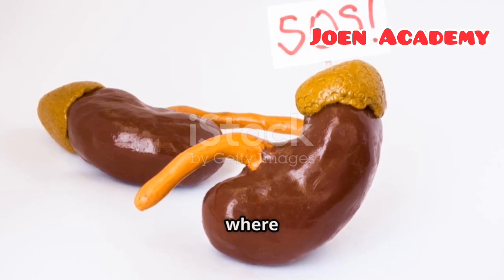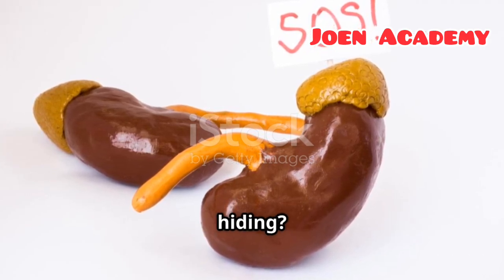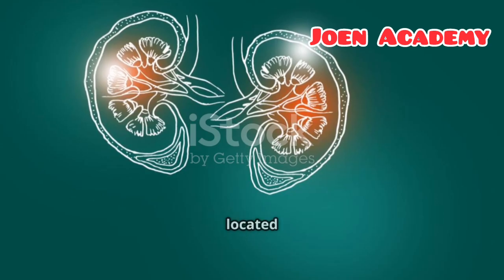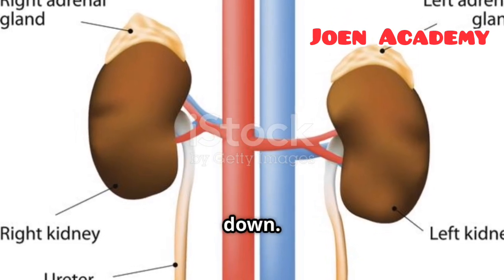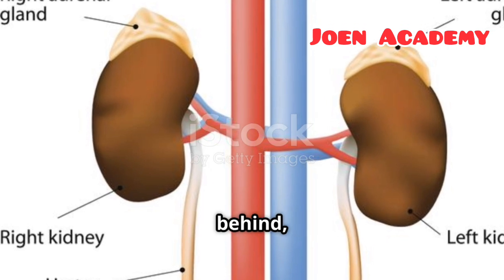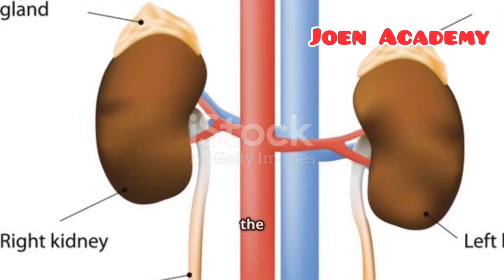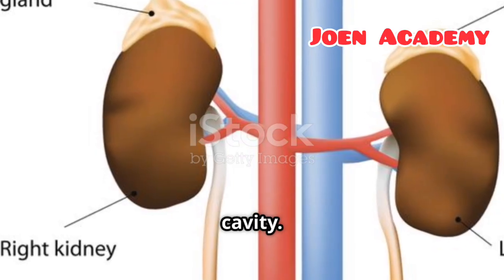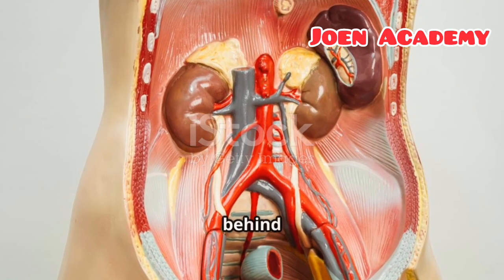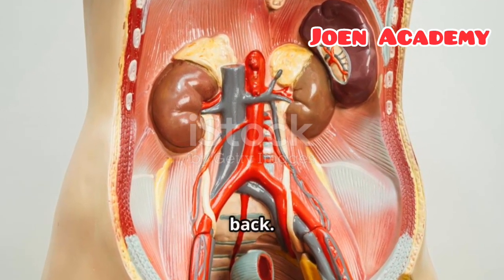First things first, where are these important organs hiding? You have two kidneys, and they are located in the retroperitoneal space. Let's break that term down. Retro means behind, and peritoneal refers to the peritoneum, the membrane that lines your abdominal cavity. So your kidneys are situated behind this lining, towards your back.